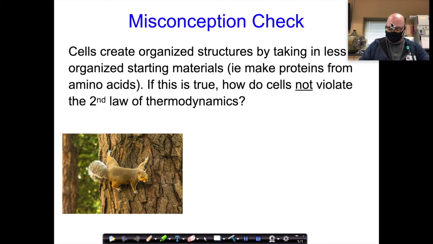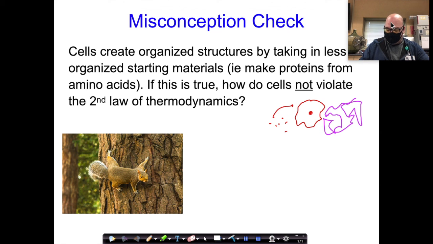Okay, so in this situation here, we have a cell. It's taking things in from the environment, maybe little pieces, and making them into something more complex that folds up into some kind of cool-looking protein. Boy, that sure doesn't sound like entropy. Things are becoming more organized, okay? So that cell is violating these laws of thermodynamics.